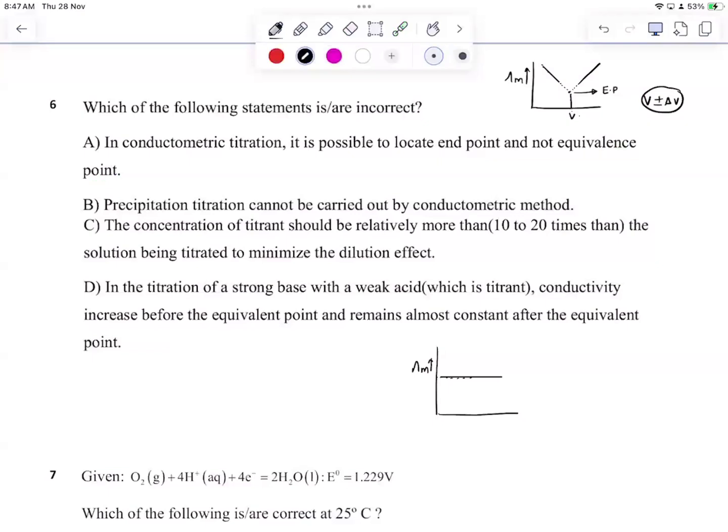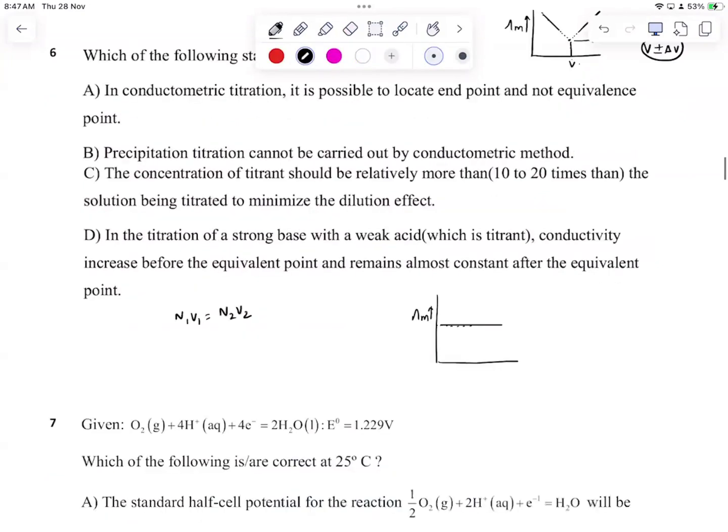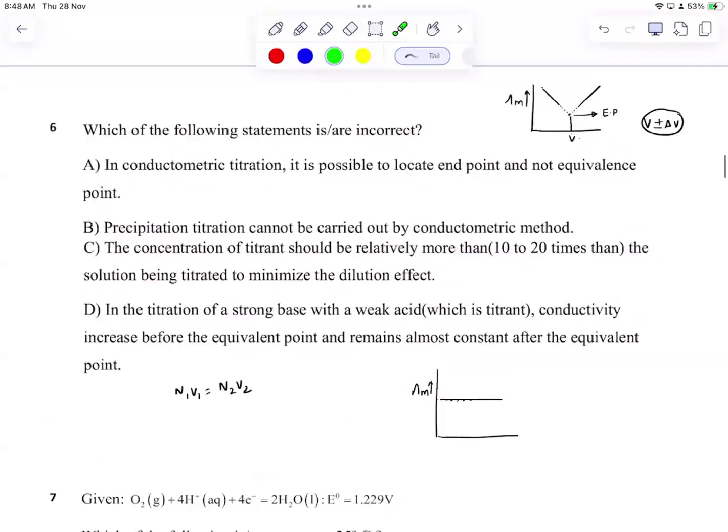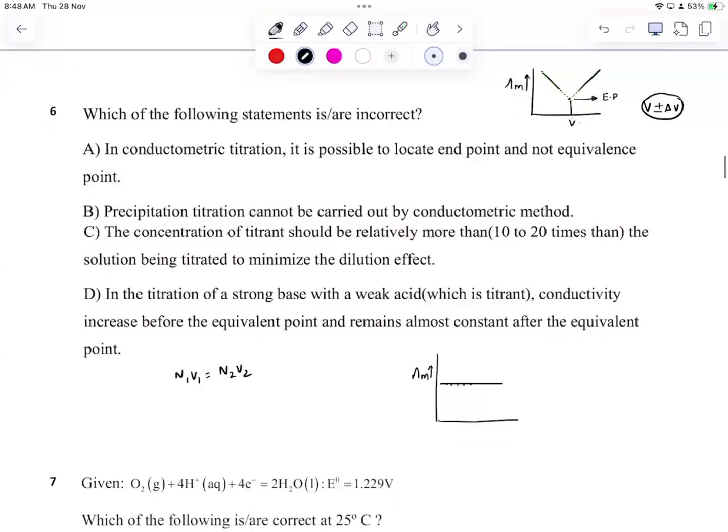Equivalence point is theoretical. Theoretically, we know that M1 V1 is equal to N1 V1 is equal to N2 V2 for an acid and base reaction. So where the change could happen, that we could figure out. Based on lambda m value, as the change happens, we could figure out. Clear? So theoretically, we will be able to figure out what exactly is the value V2.